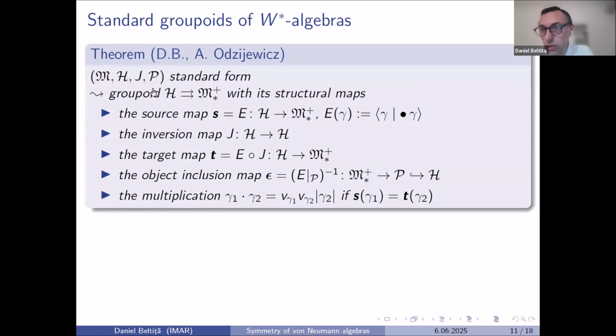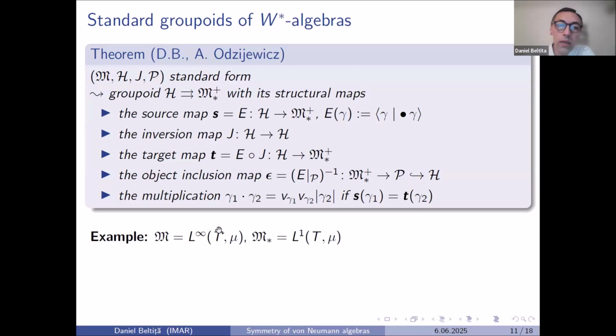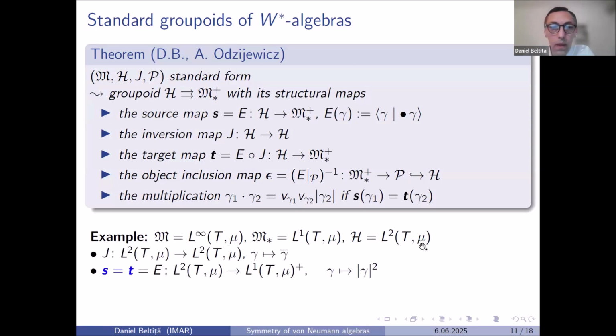Every von Neumann algebra has such a groupoid, and it certainly encodes an amount of symmetry. Let us see what this looks like in the case of commutative von Neumann algebras. Then the algebra is L infinity on a measure space. The predual is L1, as you know. The standard representation is exactly the representation by multiplication operators on L2. In this case, the conjugation is the pointwise conjugation. The source and target are the square root of the modulus.